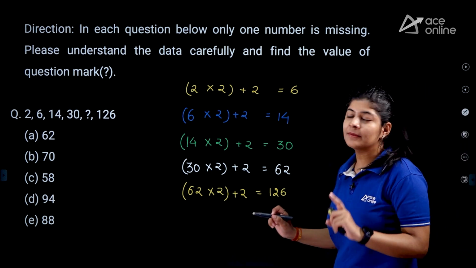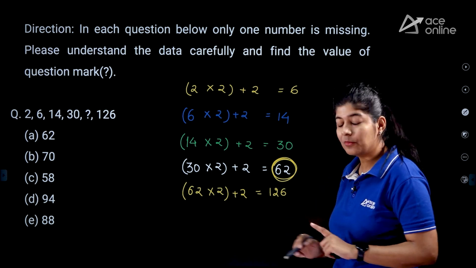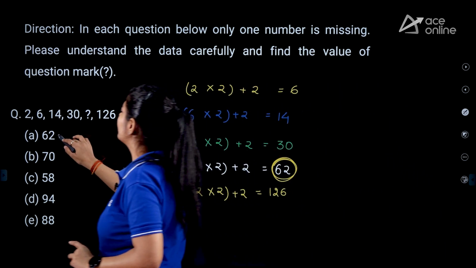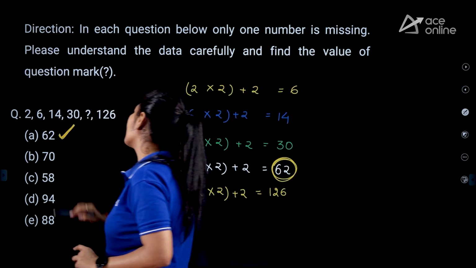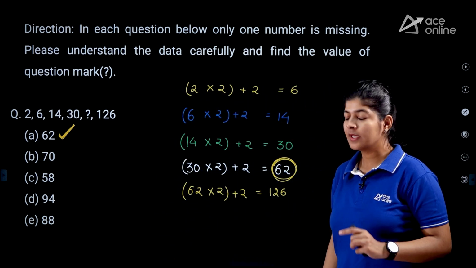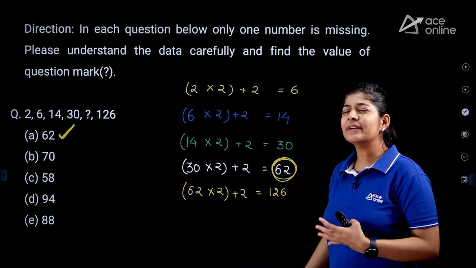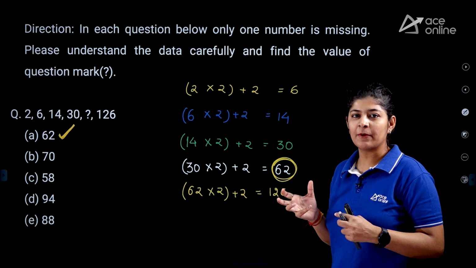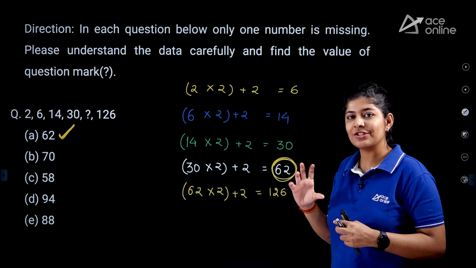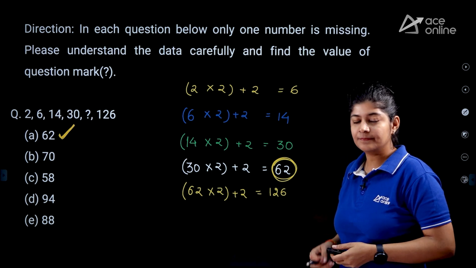So, the missing term in this particular series is 62. That means your correct answer over here is option number A. The correct answer over here is what? Option number A. Is it clear? So, whenever you are having some different type of gaps or some unusual pattern, just try to identify the mixed operation. Is it clear?